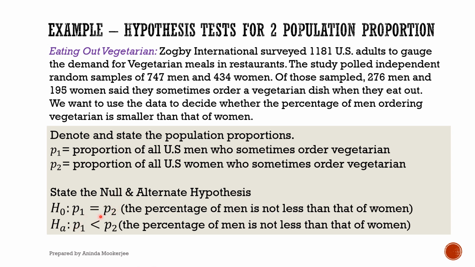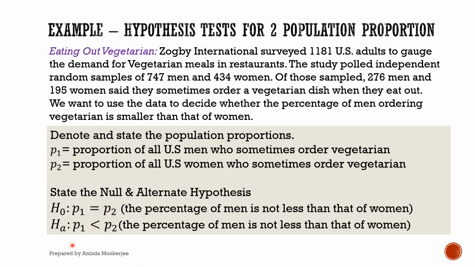All right, you should not have a constant null proportion value in your null hypothesis statement when working with two proportions, just like when we were studying two means. It was mu sub 1 equals mu sub 2. This time we have P sub 1 equals P sub 2. So what does the null hypothesis say? It says the percentage of men is not less than that of women. That means men and women order vegetarian dishes with the same frequency. The proportions are the same.